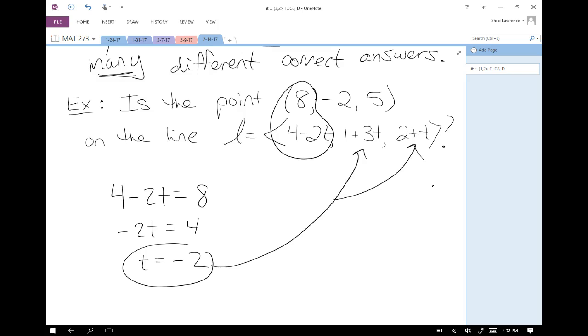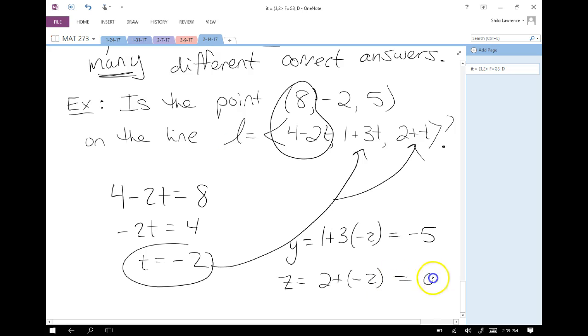And it's not. So 1 plus 3 times -2, y is going to be at -5. And then 2 plus -2, z is going to be at 0. So nope. 8, -2, 5 is not on that line. When x is 8, the y and the z are not matching up.